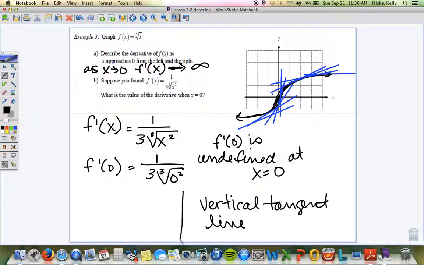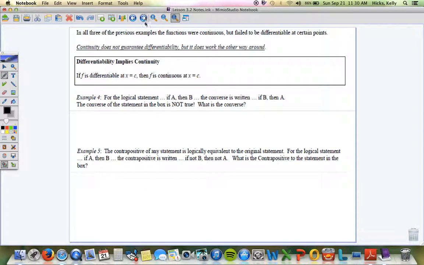Which is like this. And that means no slope. If you have no slope or a vertical tangent line, then your derivative at that place is undefined. Your function is not differentiable at that location. So the graph of f of x equals the cubed root of x is not differentiable at x equals 0.